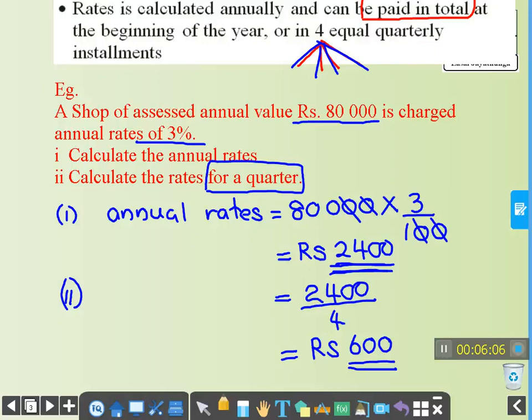600 rupees. Right. So keep in mind, to find annual rates, you should multiply the annual value or the assessed annual value by its annual rate or the rate percentage. Then you can find the annual rate. Then if you want to find the quarter payment, you should divide the annual tax amount or the annual rate by 4.